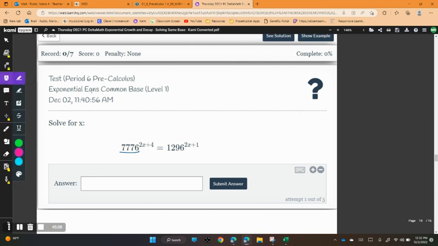way you can write this number and this number in the same base, which means you're going to have to figure out what are the factors of 7776 and 1296. Pause it.